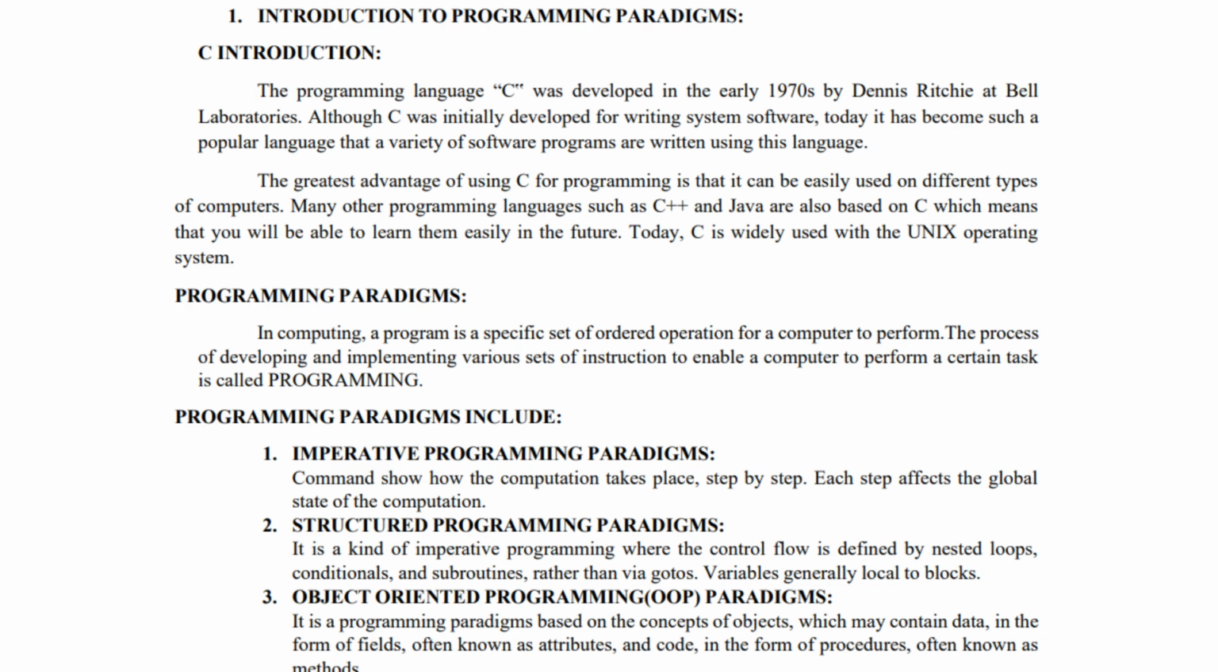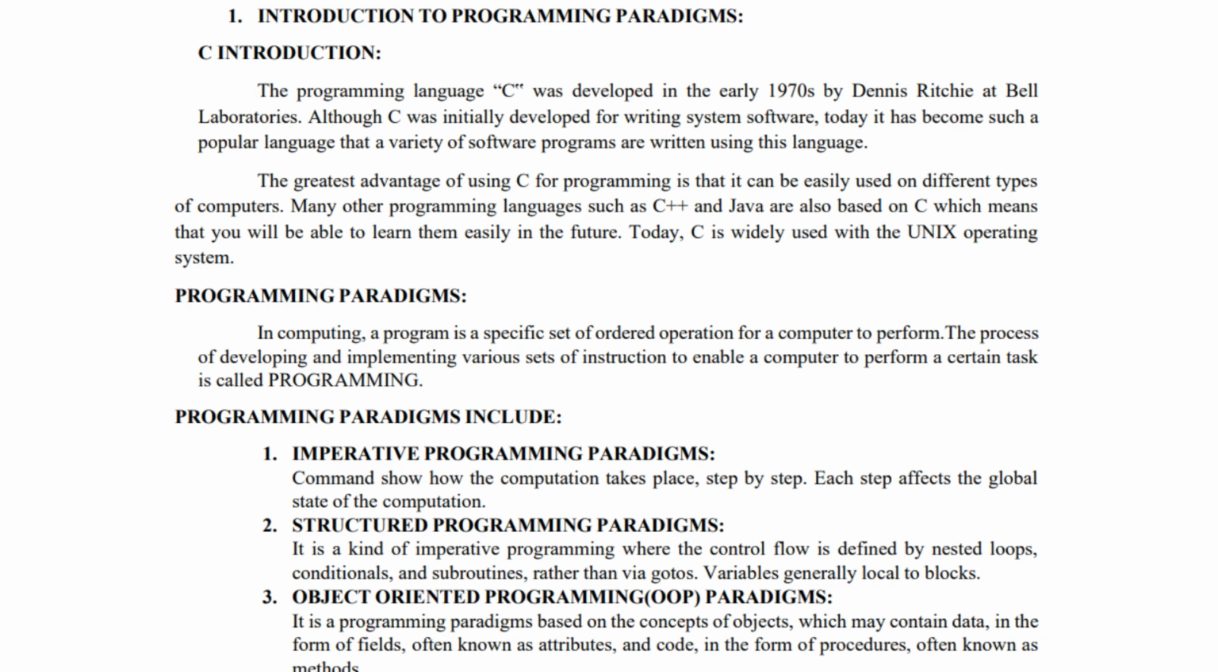Although C was initially developed for writing system software, today it has become such a popular language that a variety of software programs are written using this language. The greatest advantage of using C for programming is that it can be easily used on different types of computers. Many other programming languages such as C++ and Java are also based on C, which means that you will be able to learn them easily in the future. Today, C is widely used with the Unix operating system.